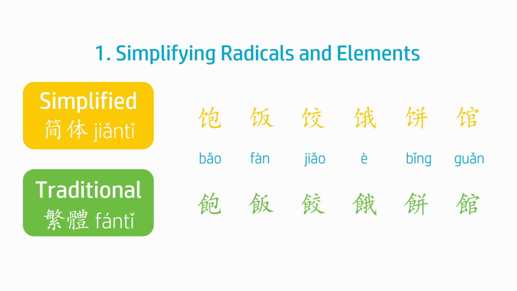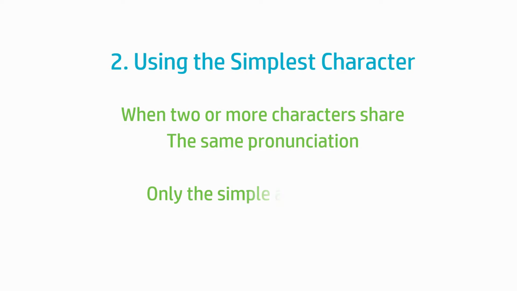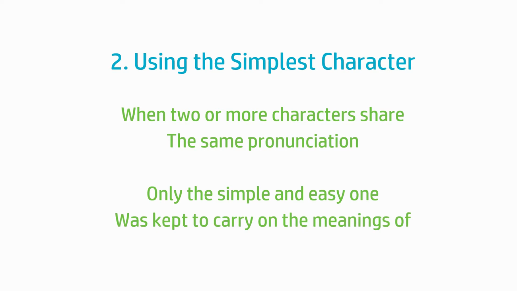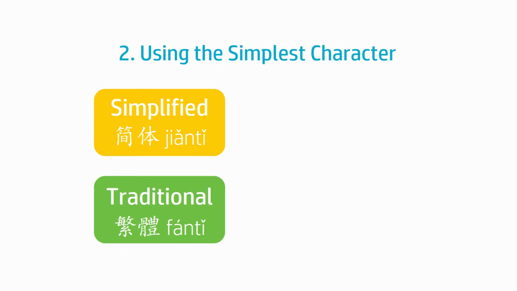Number 2, the second method of simplification is using the simplest character. When 2 or more characters share the same pronunciation, only the simplest one was kept to carry on the meaning of both or all. For example, the simple character ho is used to represent both ho and ho. Also, the simple character hu is used to represent 2 traditional hus. Another example, the simplest tai is used to represent these 4 versions of tai.